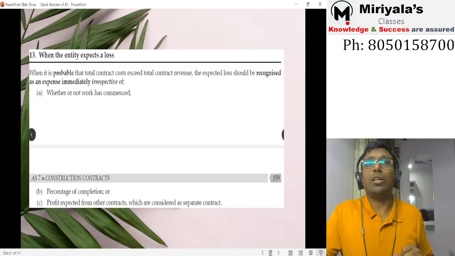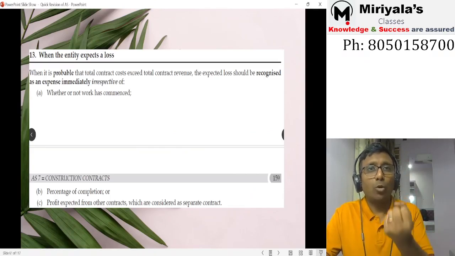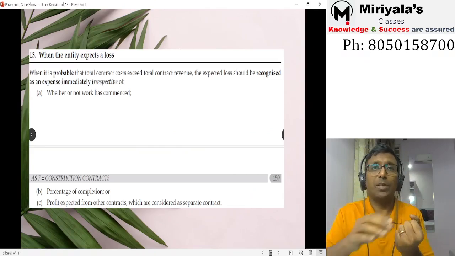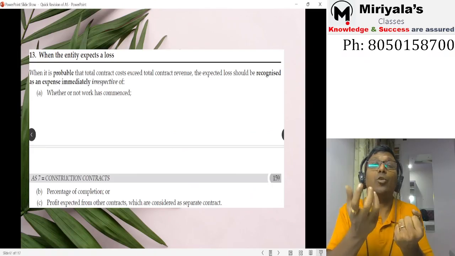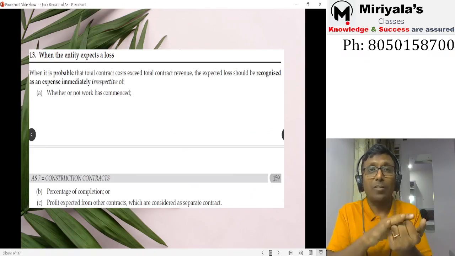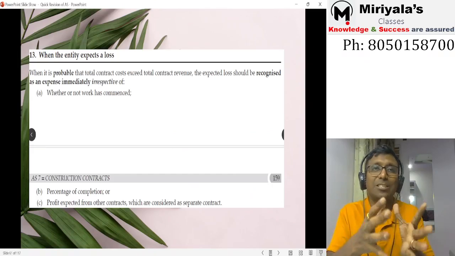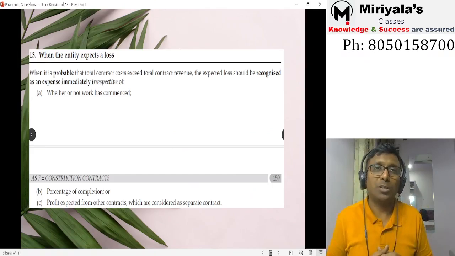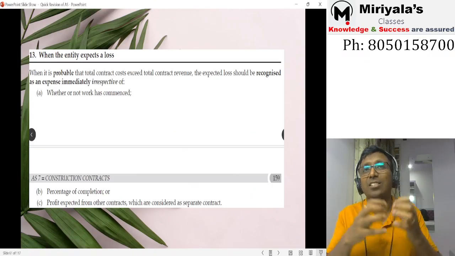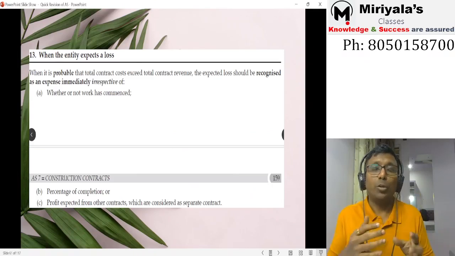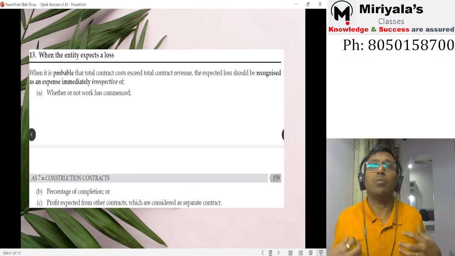This is one more important point. When there is an expected loss, what do you mean by expected loss? My total revenue is equal to 100 rupees, but my expected cost is 120 rupees. That means your revenue is less than the total expected cost. That means it is very much expected that you are going to incur 20 rupees of loss. And these contracts are generally binding in nature. You cannot cancel the contract just because you are making a loss. You have to construct. You don't have an option.